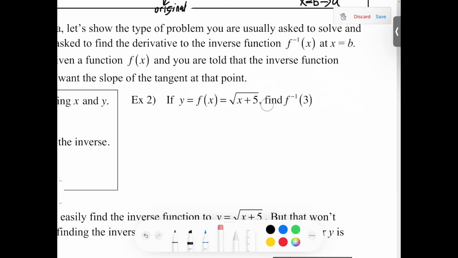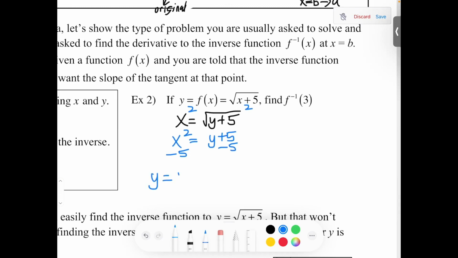All right, so we're going to actually find the inverse. We find the inverse by switching x and y. So x is equal to the square root of y plus 5. And if possible, we're going to get y by itself. And in this case, that is possible. We can square both sides. So we get x squared is equal to y plus 5. And then we can subtract 5 from both sides. So we get y is equal to x squared minus 5.